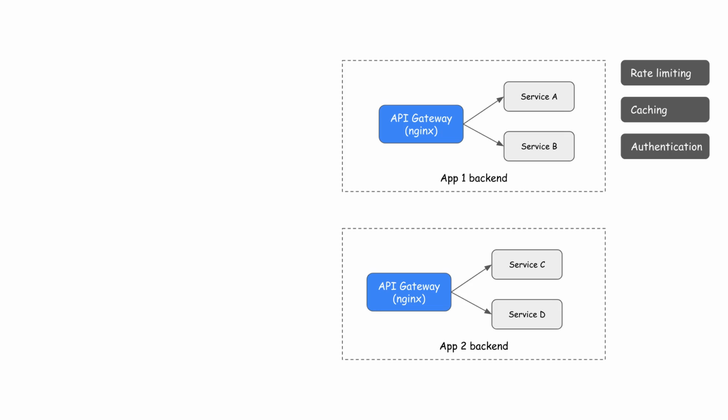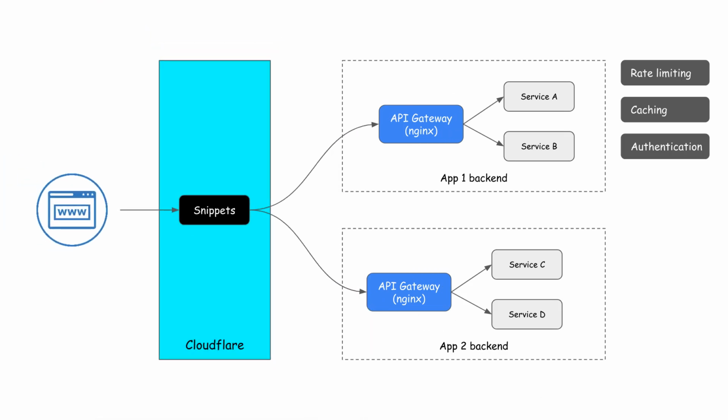That's where modern edge computing, using tools like Cloudflare Snippets, changes the game. By placing your authentication logic here, you create a powerful and highly efficient security perimeter. Unauthorized requests can be rejected instantly, saving your origin servers from unnecessary load and reducing your attack surface.